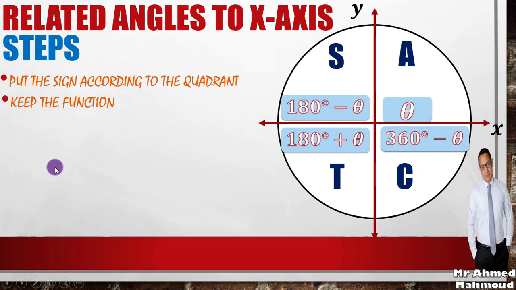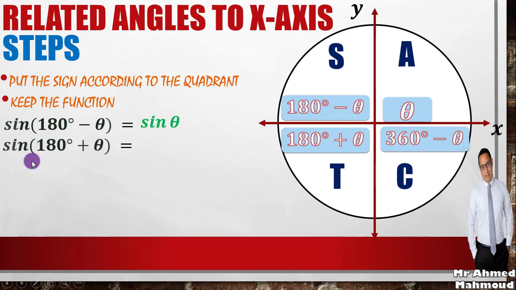For example, if we have the angle 180 minus theta, step one, put the sign according to the quadrant. Sine of 180 minus theta: 180 minus theta is here in the second quad. Look at the sign: will it be changed or will it be the same? The sign in the second quad is positive, so the answer here is positive. Step number two, keep the function, so it will be sine theta.